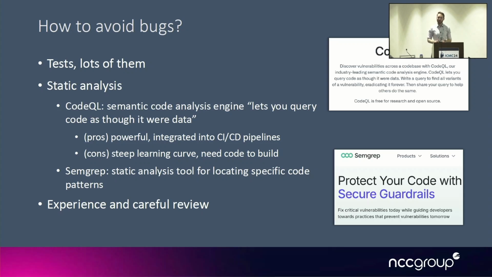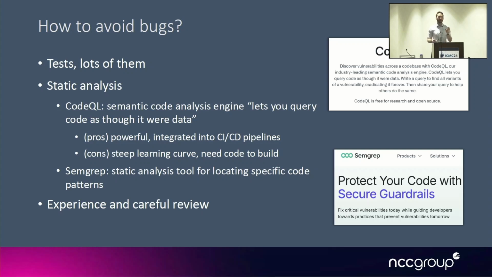The first one is CodeQL, which is a semantic code analysis engine, where you can query your code. It has pros and cons. It is quite powerful, but unfortunately, you need the code to build. When we do cryptography reviews, we don't always have the whole project. Sometimes we just get sent specific files or specific parts of the implementations, and we're not able to actually run the code. This is where semgrep, which is another static analysis tool, comes into play.